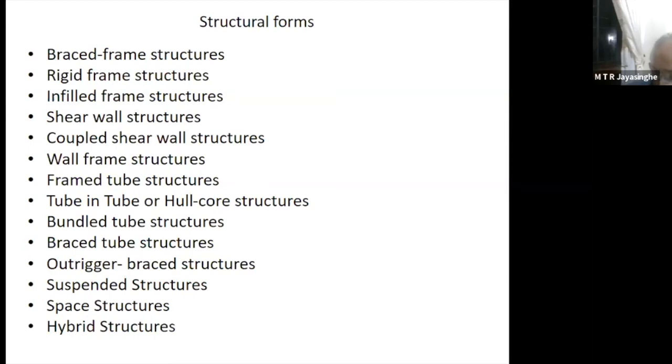A D zone is a place where the plane sections do not remain plane. All these different variations can occur in a beam. So there are so many advanced topics included in the Eurocodes, and make sure that you have read about all those things.